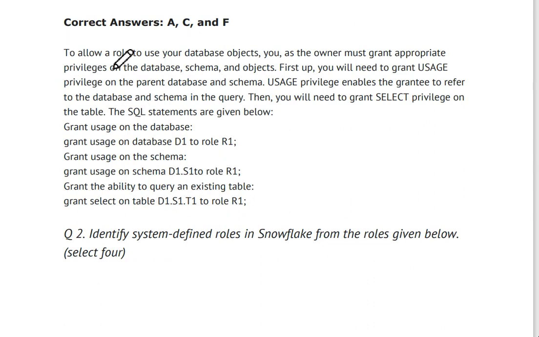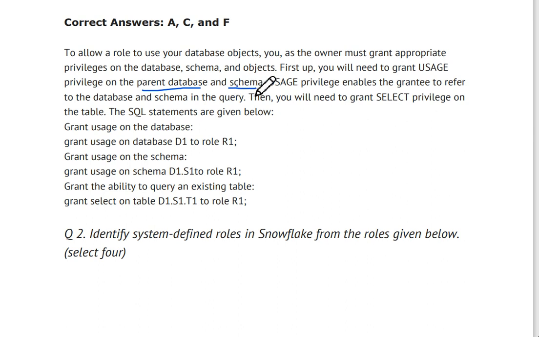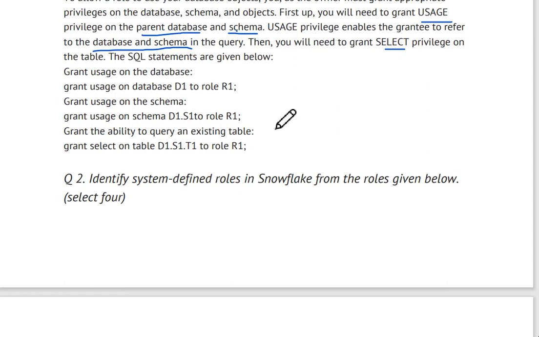This is the description. To allow a role to use database objects, the owner must grant appropriate privileges on the database, schema, and objects. First up, you will need to grant usage privilege on the parent database and schema. Usage privilege enables the grantee to refer to the database and schema in the query. Then you will need to grant select privilege on the table. The SQL statements are given below.